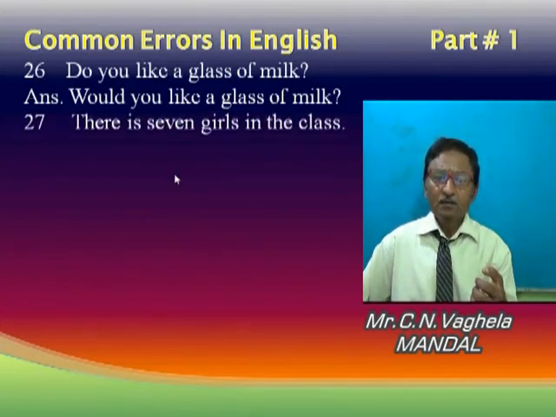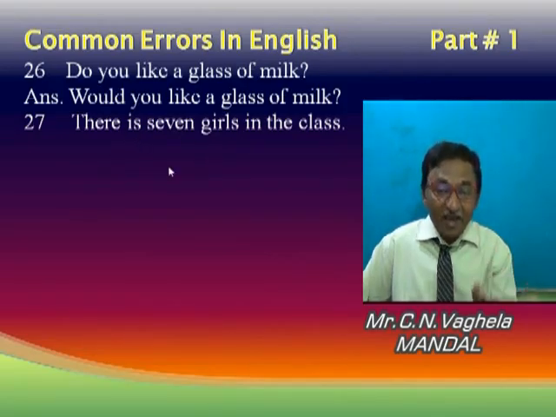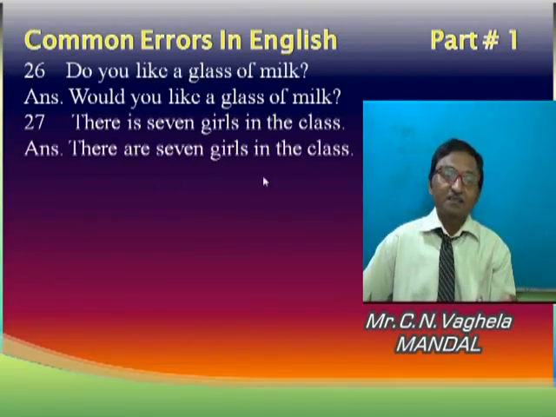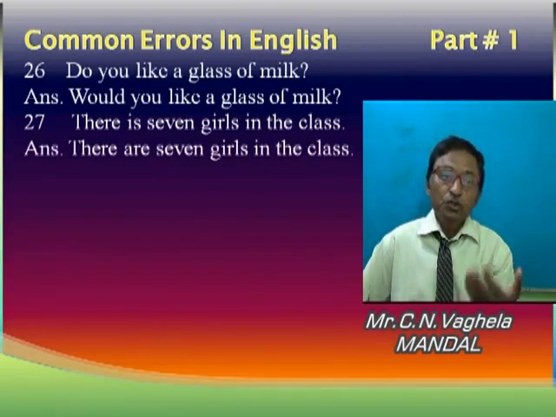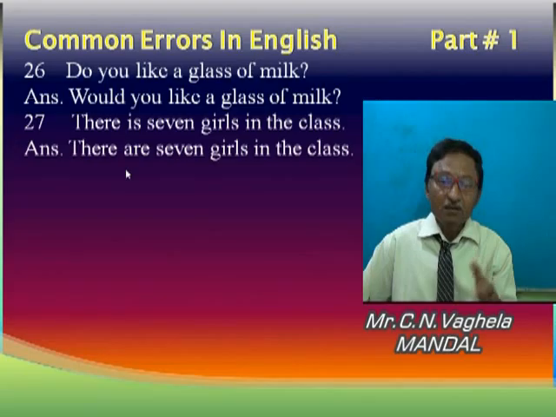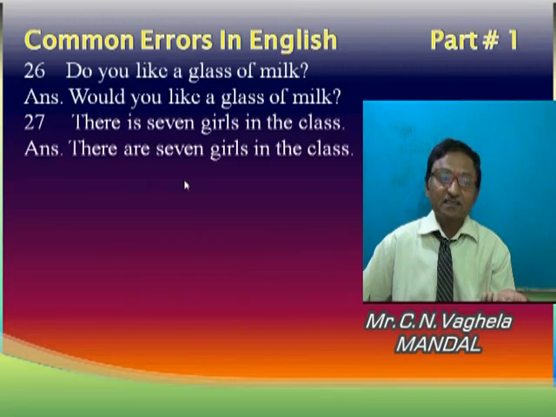There is 7 girls in the class. There is 7 girls, that is wrong. There are 7 girls in the class, because there is is used only for singular names. There are 7 girls, plural. So we have to use there are. There is is used only for singular names, and there are for plural names. 7 girls, plural names. So we have to say there are 7 girls in the class.